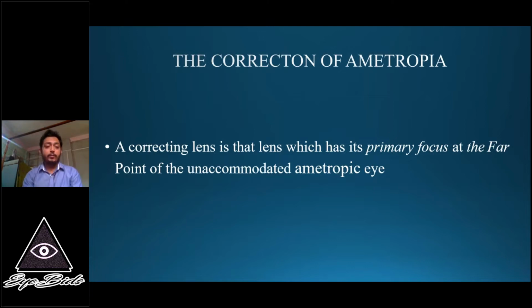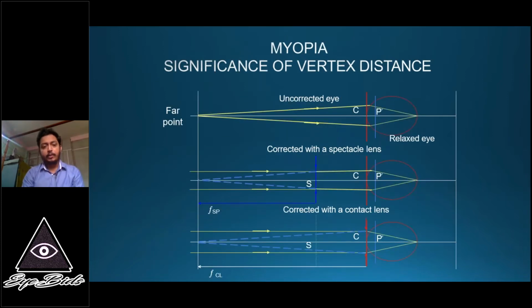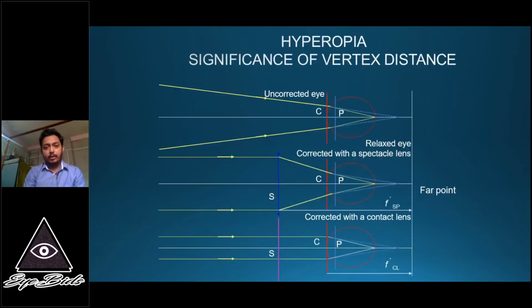Many times we forget to mention this: it has to be the unaccommodated eye. So it's very easy to understand why the power decreases for a minus lens and increases for a plus lens. Just think about the focal length. If you see both diagrams, the first picture and the second picture, just think about the focal length of both lenses, the plus lens and the minus lens, the convex lens and the concave lens. We use the concave lens when correcting myopia, and the convex lens when correcting hyperopia.